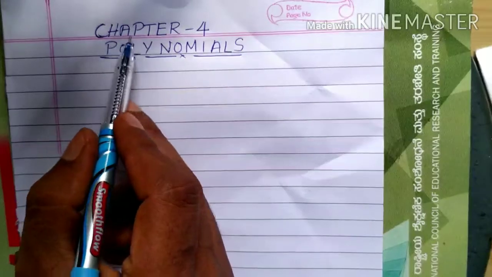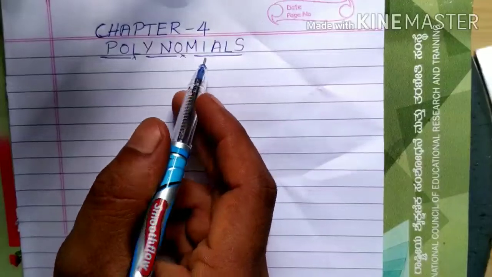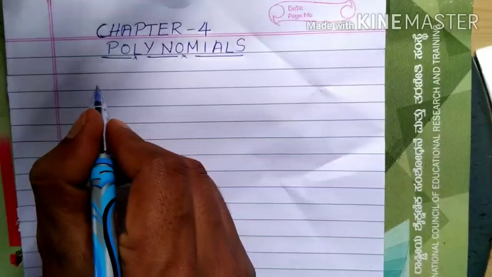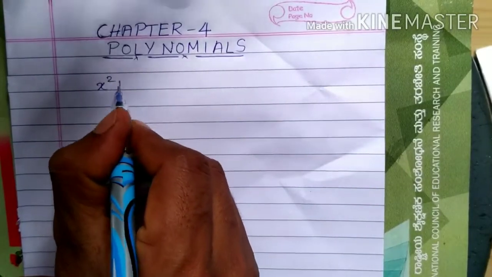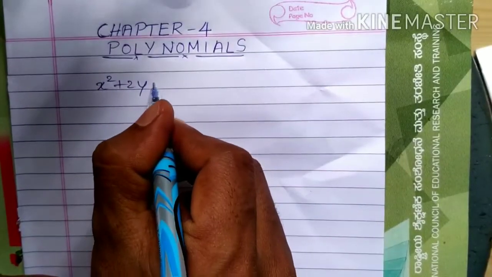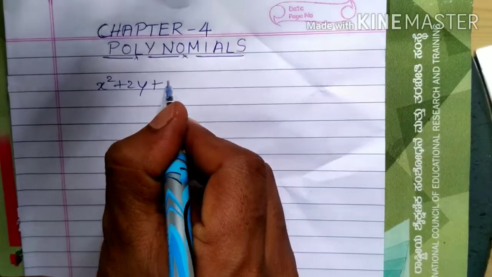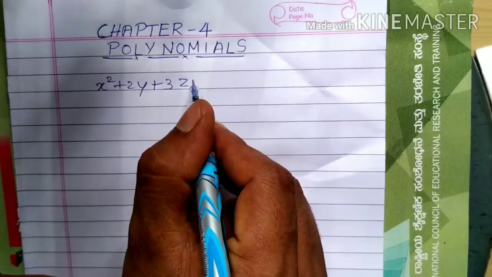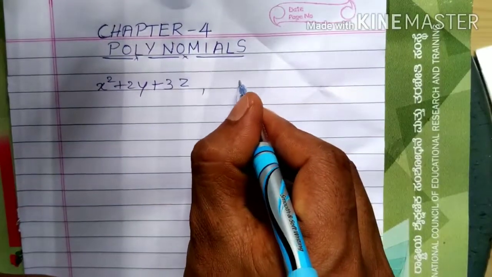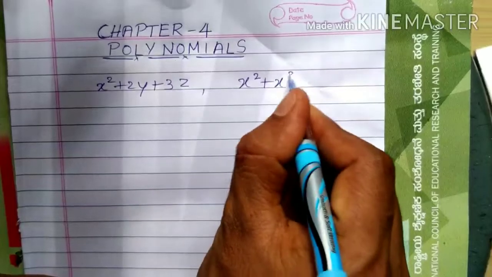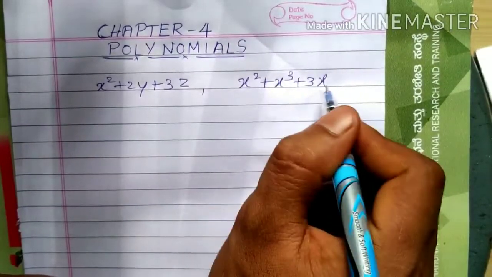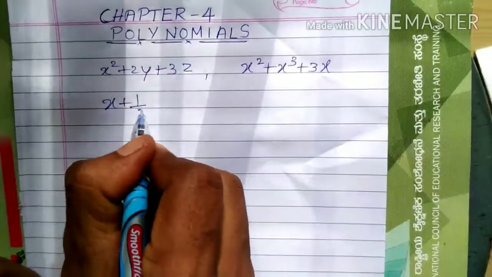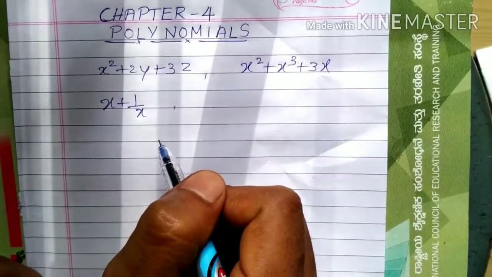In this video we shall discuss chapter 4, polynomials. So it comes under algebra. Now suppose you consider expressions like x square plus 2y plus 3z. This is an algebraic expression. In the same way, x square plus x cube plus 3x is also another algebraic expression, or x plus 1 by x is also an algebraic expression.